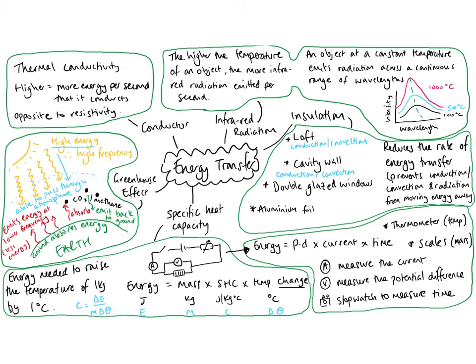Cavity wall is very similar as well. You've got the inside wall, you've got the outside wall of a house, and in the middle you've got a gap of air. And again, that stops conduction because air is a poor conductor, and also because the air is trapped. It's hard for the energy to pass from one place to another because it can't rise and fall very far in a convection current.